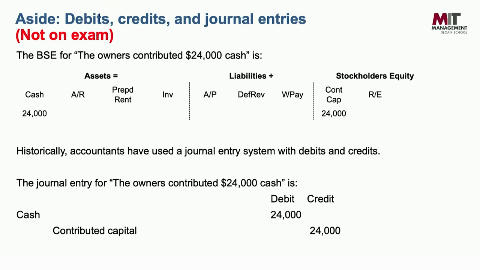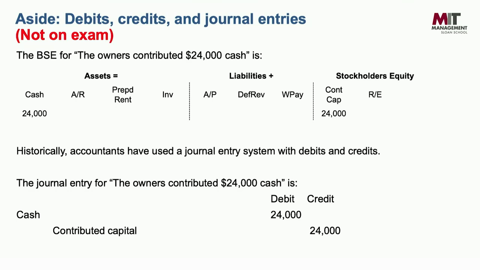So one thing I want to point out to you before we move on much farther is we're using the balance sheet equation. So as we just saw, the balance sheet equation for the transaction, the owners contributed $24,000 in cash. As we see, cash goes up as part of total assets, and we see contributed capital goes up also $24,000 as part of stockholders' equity.